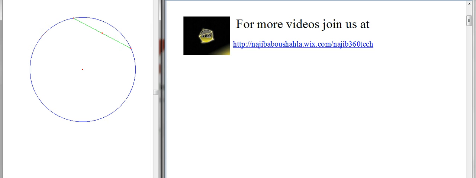What will happen is the length from the center to the midpoint will remain the same. We know that the distance from the center to the segment will be constant if the segment is constant, because this triangle will stay congruent, because this side for sure equals that.